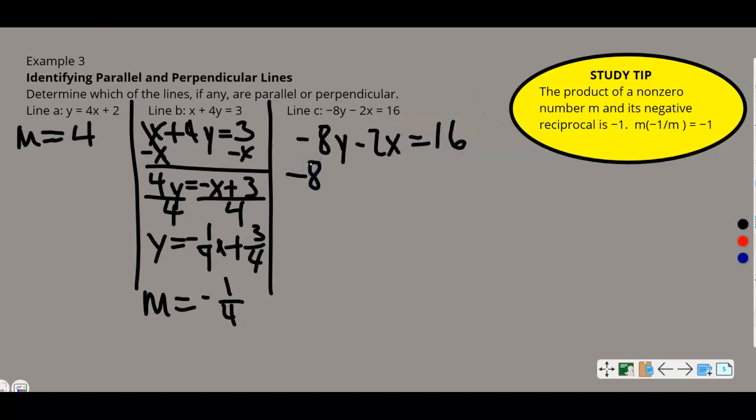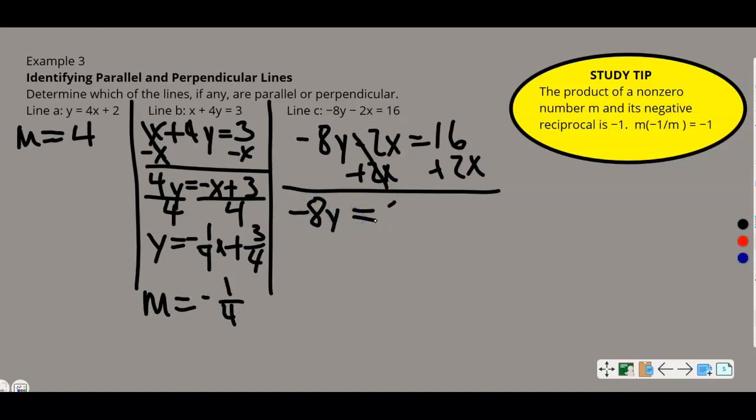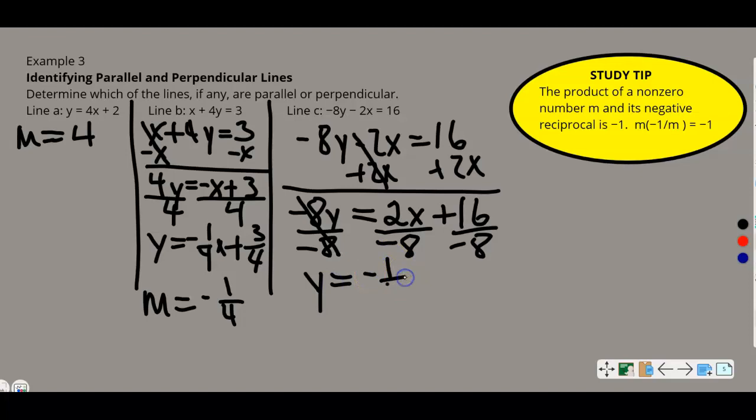All right, for line C, we've got -8y minus 2x equals 16. Let's add 2x to both sides. Remember, when you have a number with a variable, you cannot add that with just a number. So I'm going to put the 2x first, since that's the part with the slope, and then plus 16. All right, just trying to put it in the correct form. So we're going to divide, again, everything by the coefficient of y, which is -8. So y equals 2 divided by -8, which is -1/4, x. 16 divided by -8 is negative 2. So again, the slope is negative 1/4.